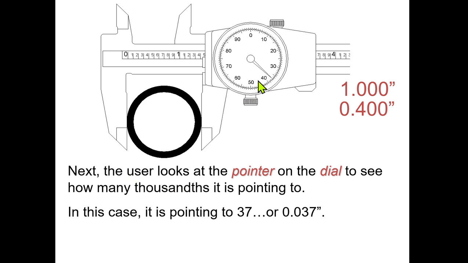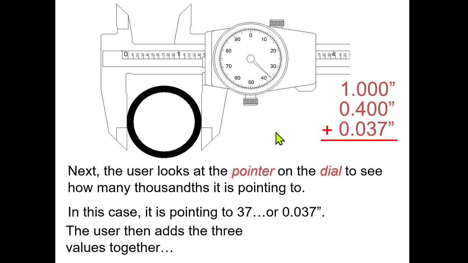Next, the user looks at the pointer on the dial to see how many thousandths it's pointing to. In this case, it's pointing to 37, or 0.037, or 37 thousandths of an inch. And I'm going to add all those up. And I'm going to get 1 inch, 437 thousandths. 1 inch, 437 thousandths.